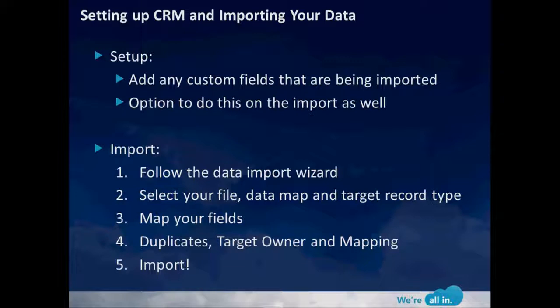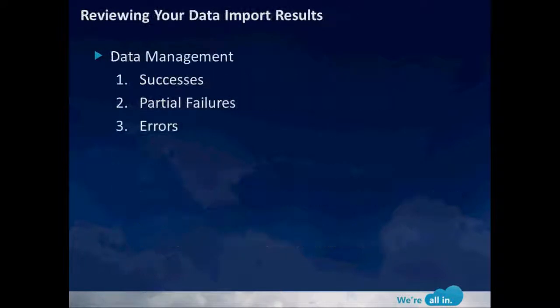And then when we actually go in and do the import itself, we're just going to use the data import wizard. We're going to select our file, we're going to select our data map, we're going to select which target record type we want to hit. We're going to map our fields, and at the end we're going to be given the option: do we want to create duplicates, yes or no? Do we want to select the target owner? And finally, we can create a data map if we need to for the work that we've just done. Finally, we'll hit the import, and away we go.